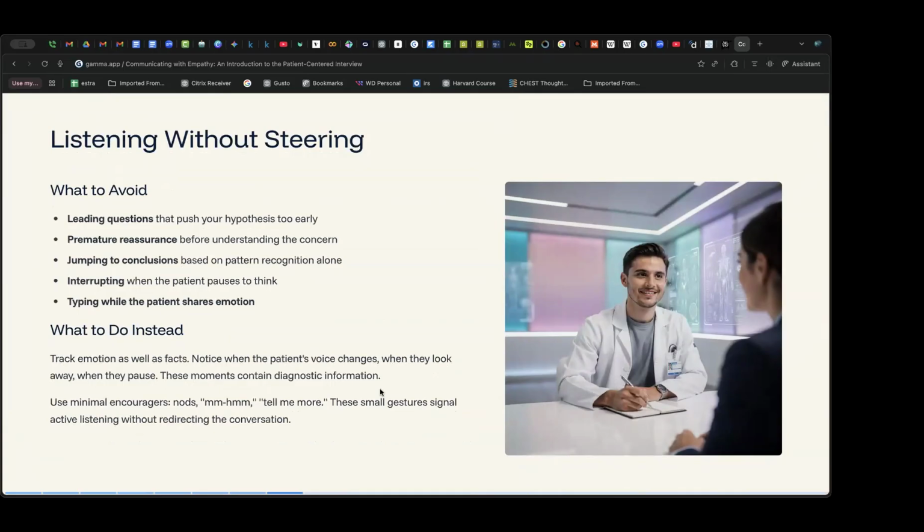Next. Listening without steering. What does steering mean? It means you are the one guiding the patient in one direction or the other. Avoid leading questions. For example: and you took your medications, right? And I assume that you stopped smoking. Those are leading questions. You are pushing your hypothesis.